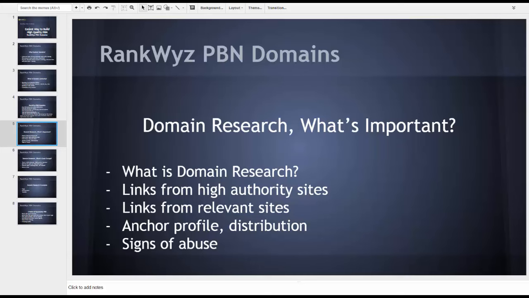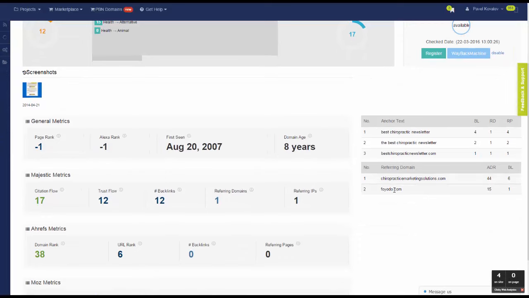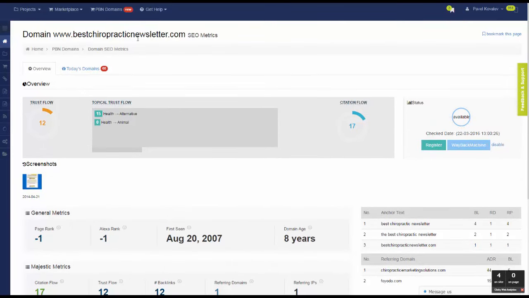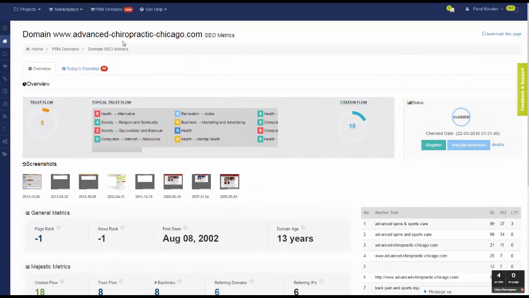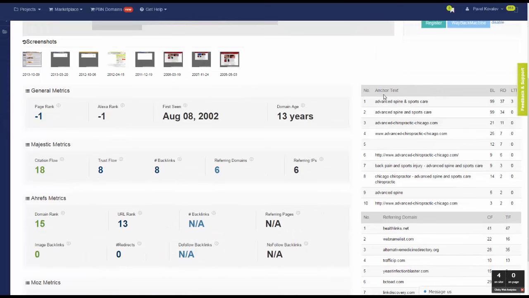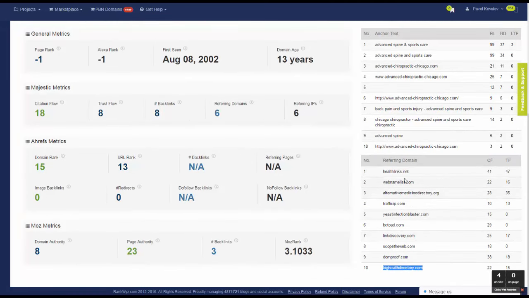So basically you look at the top referred sites, and you can see that this is a chiropractor site, best chiropractor newsletter. This is another chiropractor site. Which one is good? Advanced Chiropractic Chicago. So you can see the anchor profile, advanced spine and sport care, chiropractor, and referred domains, health links, other links, links discovery, BC load, big health directory.